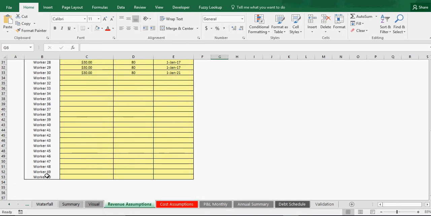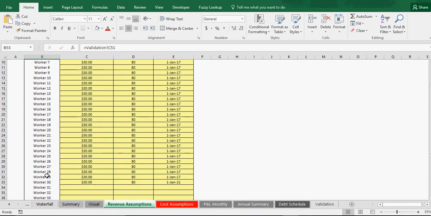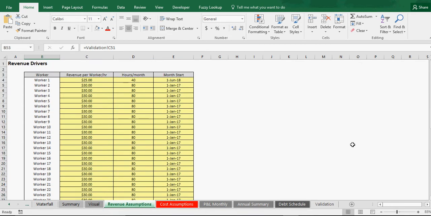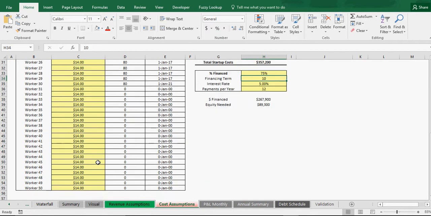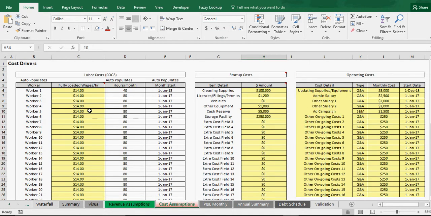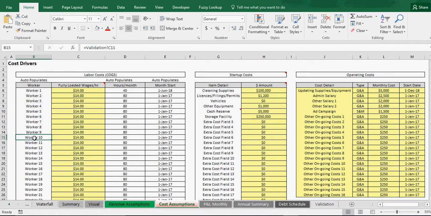Let's go down. You've got 50 possible workers at the moment. That's how I've built the current thing. It could be easily expanded to 100 workers or 1,000. No problem. Then we've got our cost assumptions. So cost assumptions, this first table, labor cost, obviously matches the revenue.